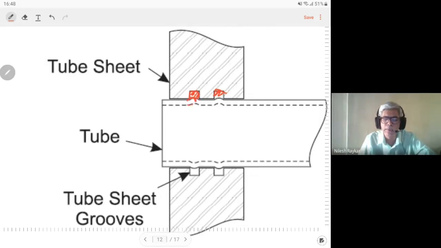This expansion can be done mechanically. You have a mandrel of tapering size. As it goes in, it pushes the tubes and expands them into these grooves. So the tube gets mechanically locked. It goes into plastic deformation and gets stuck with the tube sheet. That is the most economical way of joining the tube to tube sheet.